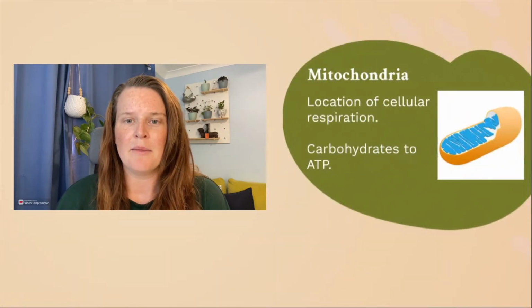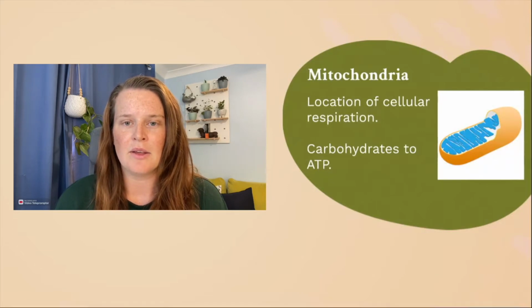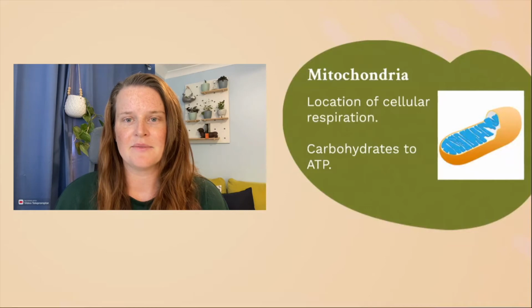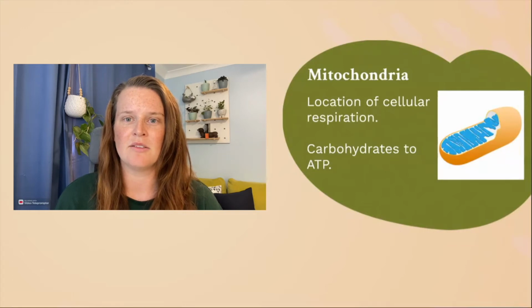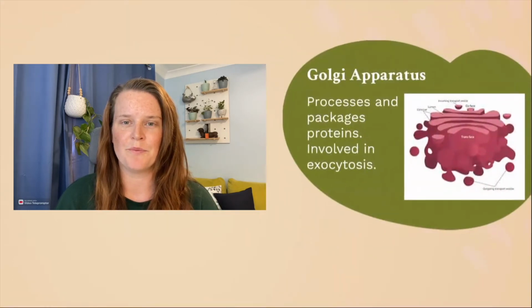Mitochondria are the powerhouse of the cell. These structures are the location where respiration takes place. Mitochondria convert carbohydrates to ATP. We'll look at mitochondria and cellular respiration in more detail in Module 2.